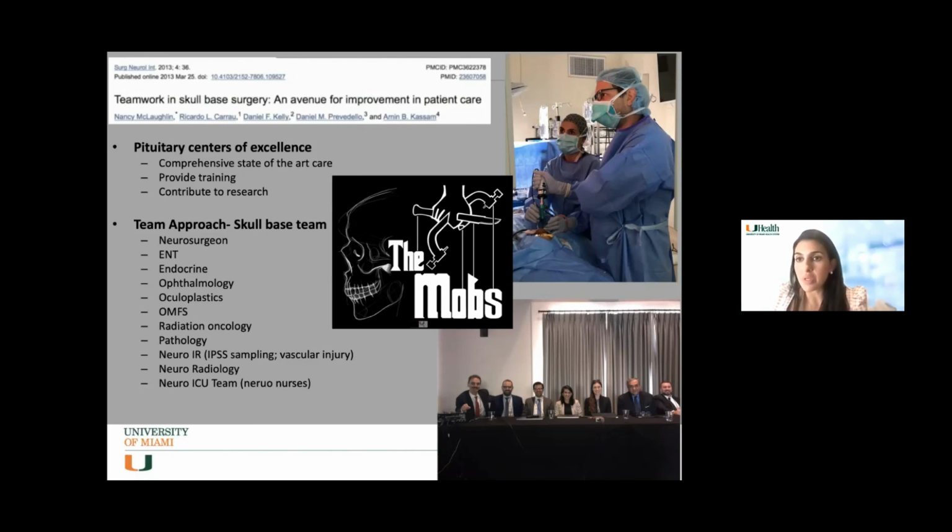Sometimes if you have an MRI-negative pituitary tumor, you really do want to consider talking to an experienced neuroradiologist and see if they can do any of the dynamic or the GRASP imaging to help you. Your neuro ICU team, the nurses, everyone taking care of them postoperatively is very important. And they've actually studied this, again, like all roads in pituitary surgery lead to Pittsburgh. They did study this, and they showed that teamwork in skull-base surgery leads to improved patient outcomes.